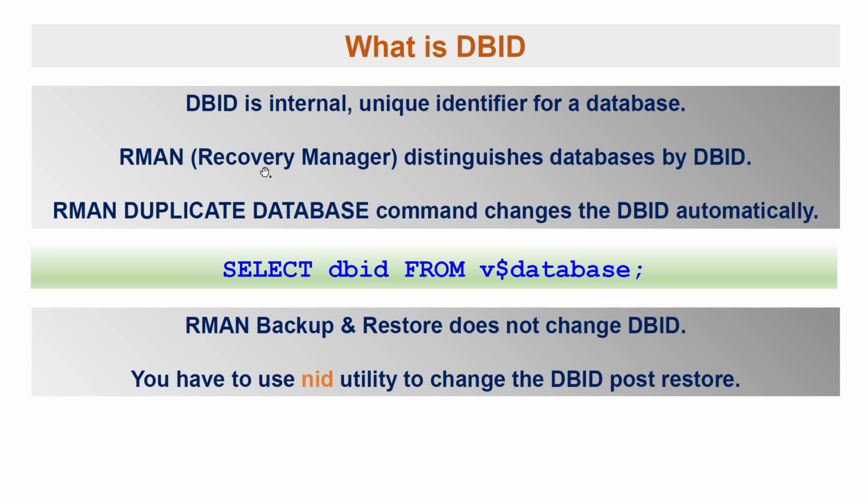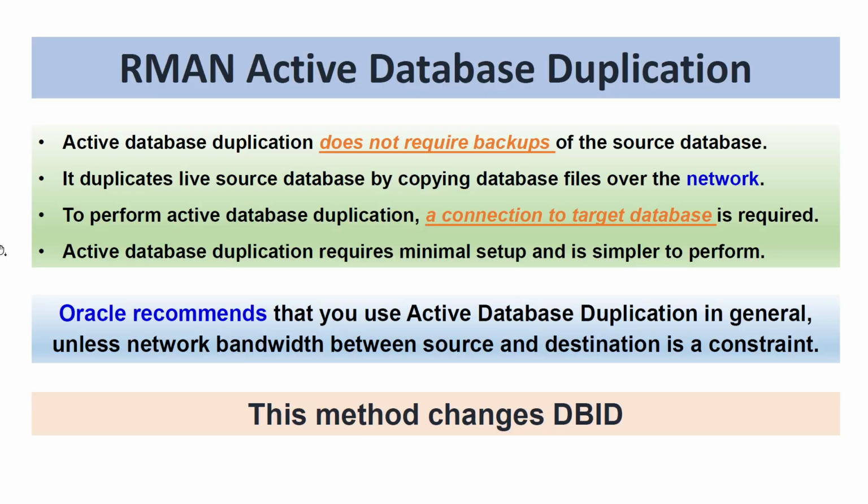Why is this important? Because RMAN distinguishes databases by DBID. So even if we have two different databases with different names, but the DBID is the same, RMAN will consider them the same database. The DBID is the key internal unique identifier for a database, and RMAN backup and restore does not change the DBID. Now, let's understand all three procedures one by one.